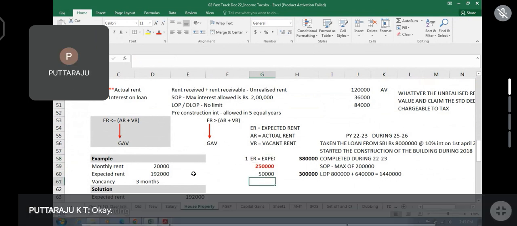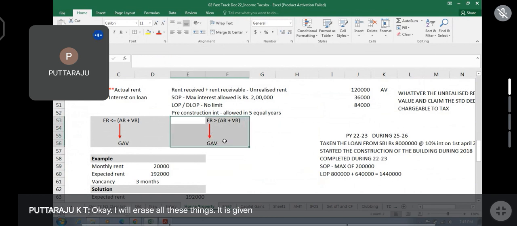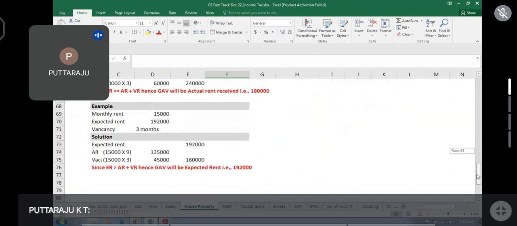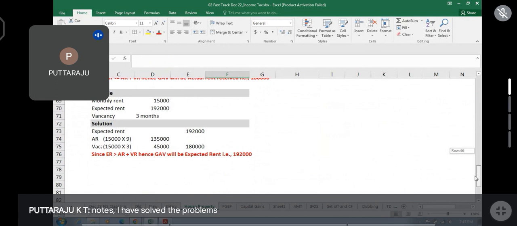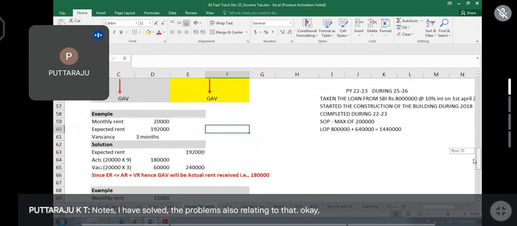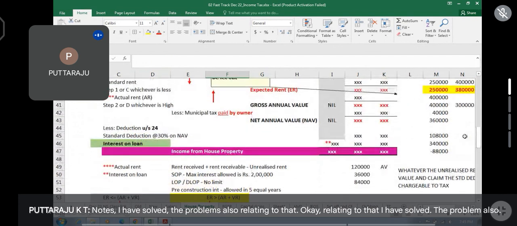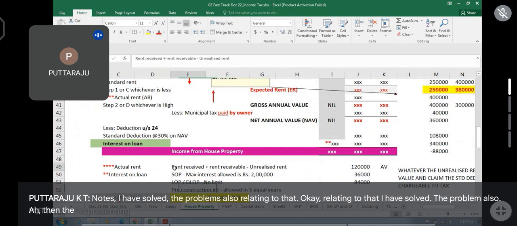Okay. I will erase all these things. It is given in the notes. I have solved the problems relating to that also. Then the question comes, how to calculate actual rent?